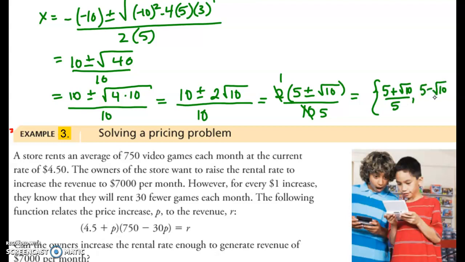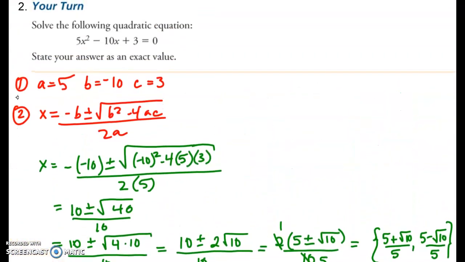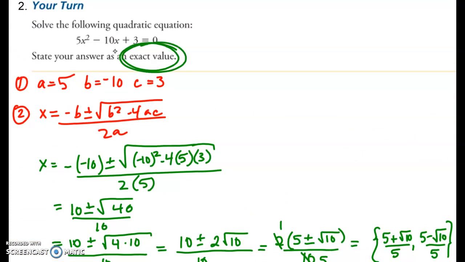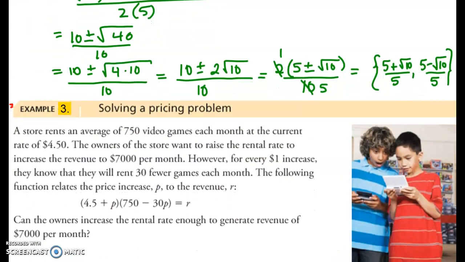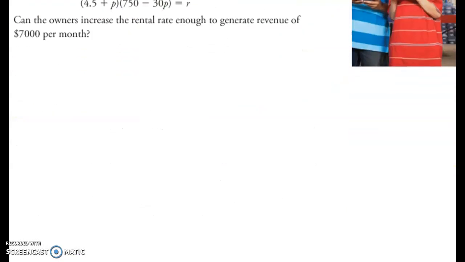So we have our first answer of 5 plus root 10 over 5, and our second answer of 5 minus root 10 over 5. Now, you might find as you're doing your assignment that if the question does not ask for an exact answer, then in the back, this probably is figured out on your calculator and rounded off as asked in the question. Let's see. It says find an exact value. So we'll need to leave the square root signs in the answer. And that's our answer. Okay, move on to this last one.